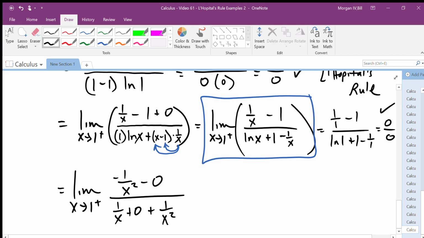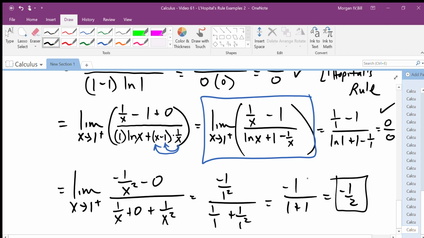All right, once again, let's plug in 1. When I plug in 1 this time, I get negative 1 over 1 squared minus 0 over 1 over 1 plus 0 plus 1 over 1 squared. That is negative 1 over 1 plus 1. That's negative 1/2, and we have found our answer. In this case, oddly enough, the infinity minus infinity, negative 1/2. Probably didn't see that coming.